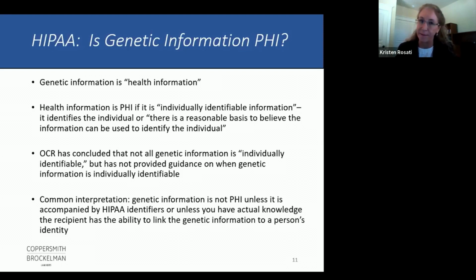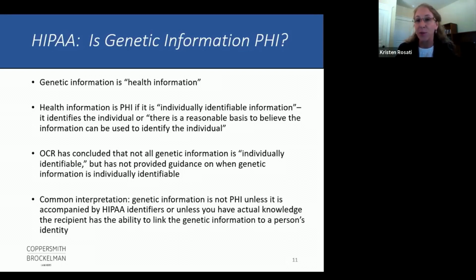So genetic information is classified as health information under HIPAA, but health information isn't protected by HIPAA unless it's protected health information. And PHI is individually identifiable. The Office for Civil Rights, the agency that enforces HIPAA, has concluded that not all genetic information is individually identifiable, but unfortunately hasn't given us good guidance on when that is.